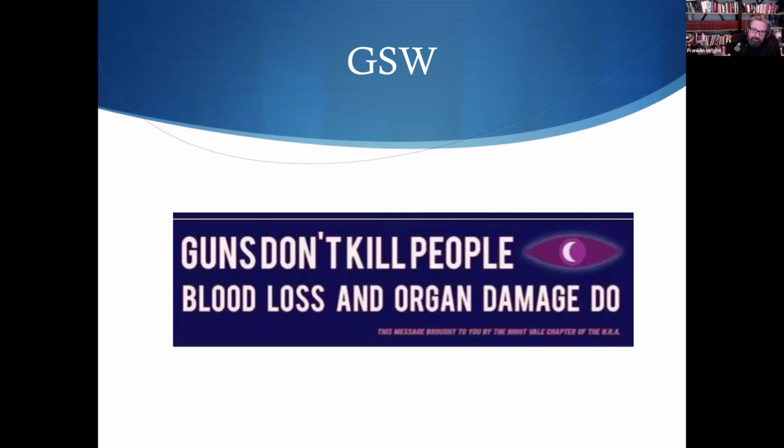And so don't take this as political, but the joke is guns don't kill people, blood loss and organ damage do, right? And that's what we're talking about, is that with bullets, the real damage, and where velocity matters, is the amount of organs that it damages, either by that secondary wave, or by directly damaging blood vessels and leading to blood loss.